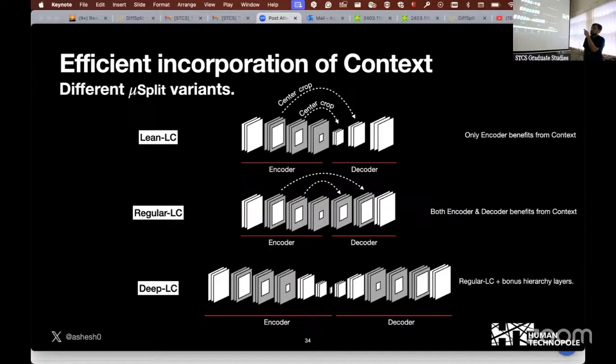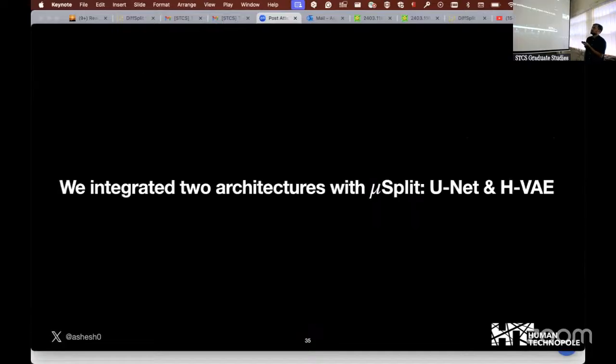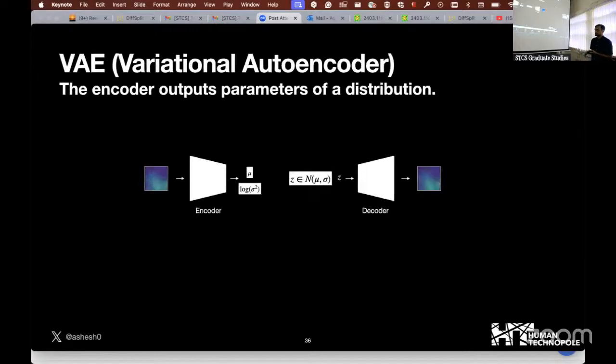So now that I have explained the different variants, let's move to the architectures. We integrated µSplit with UNet and with HVAE. With UNet, it was relatively simple, no issues. But with HVAE, we had to do several changes. So let me briefly introduce what a variational autoencoder is. This is an encoder-decoder based architecture where the encoder does not give you an embedding directly. It gives you parameters of a distribution, and then you sample from that distribution to get the embedding. Then you feed that embedding into the decoder. This task is typically reconstruction, so you reconstruct the same thing.